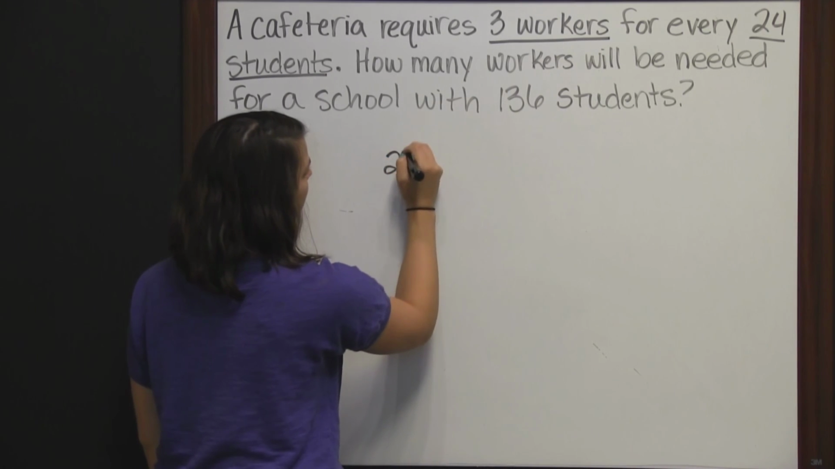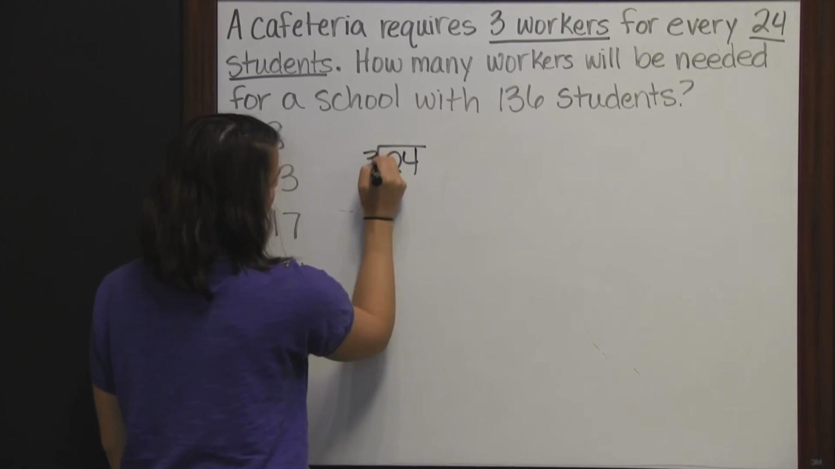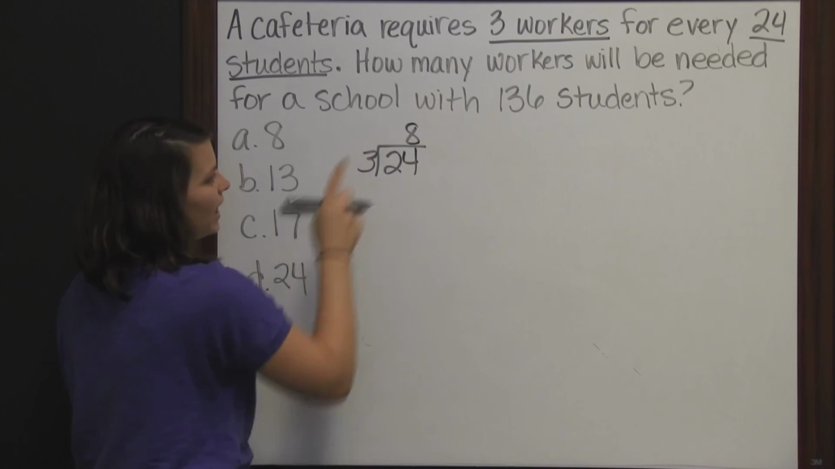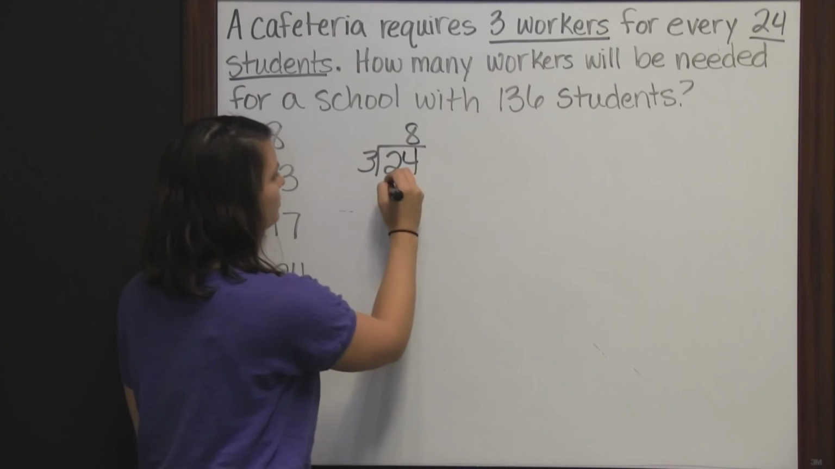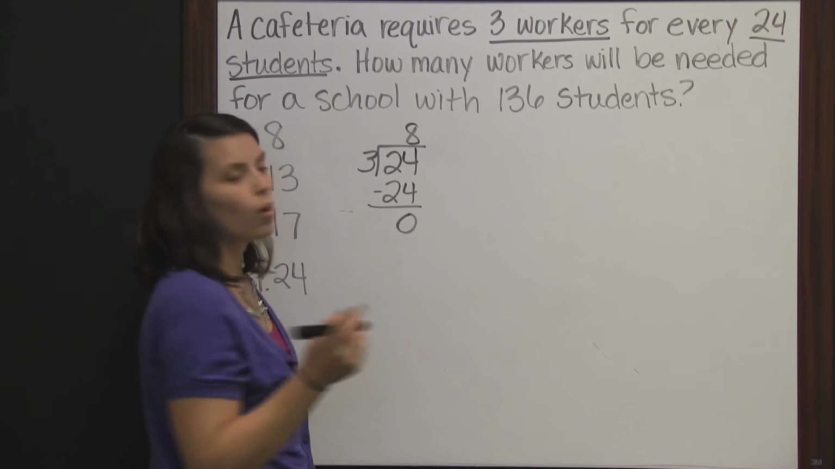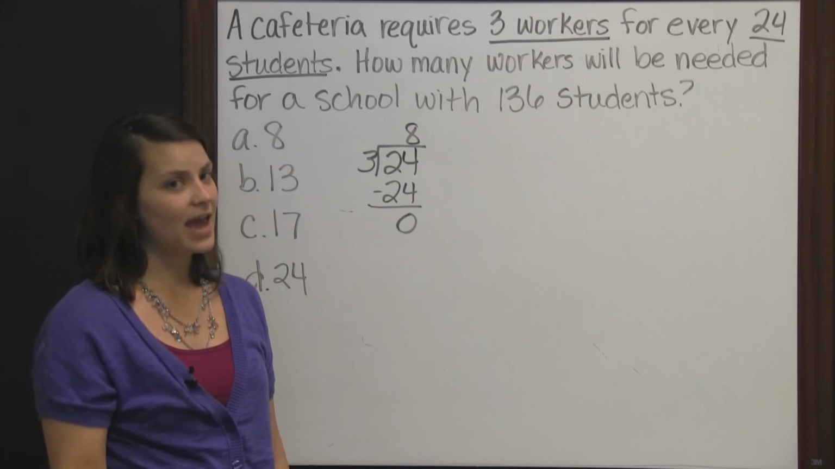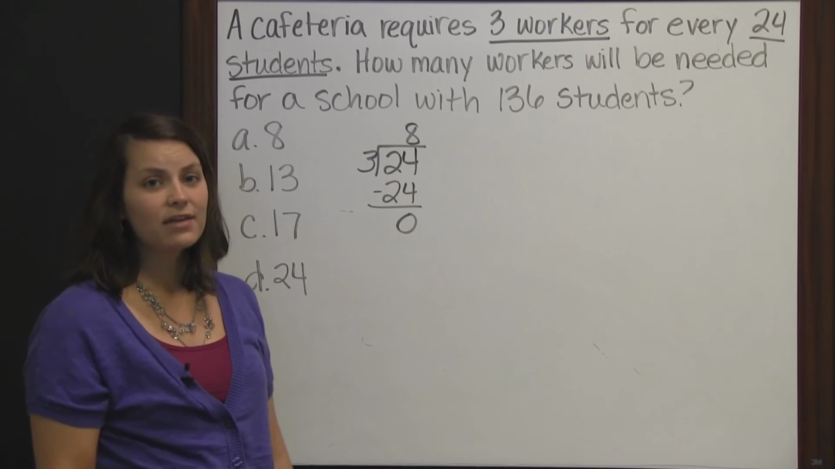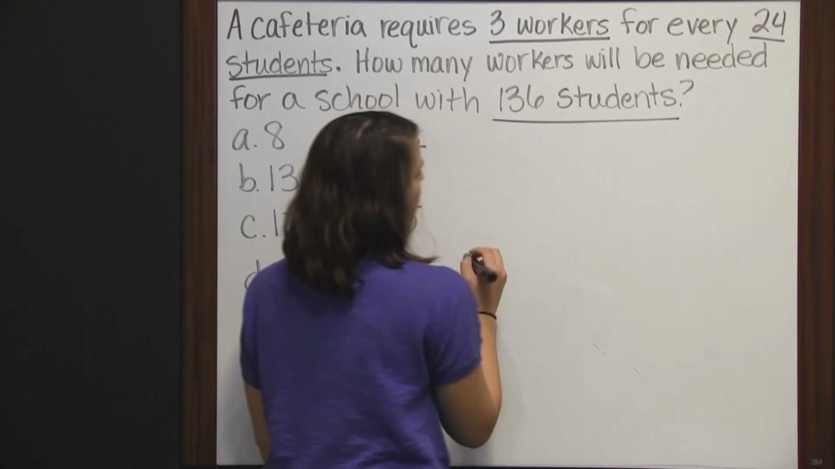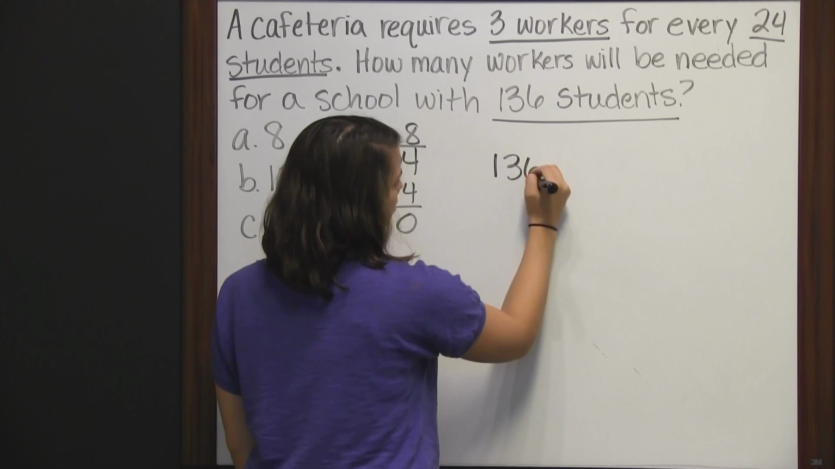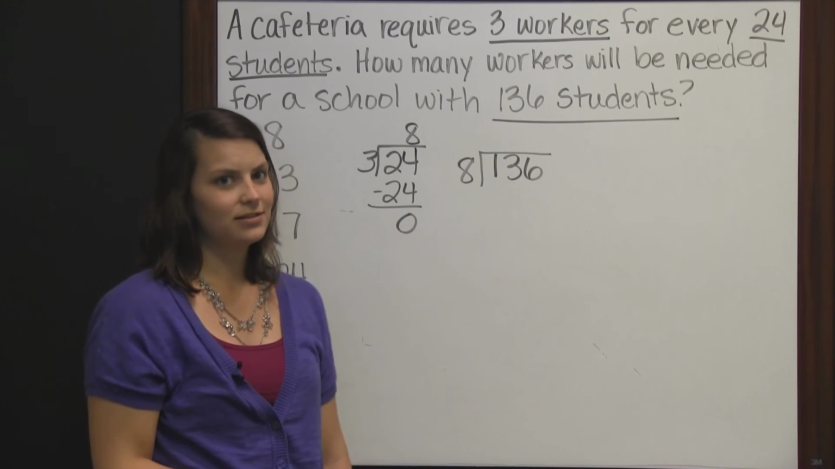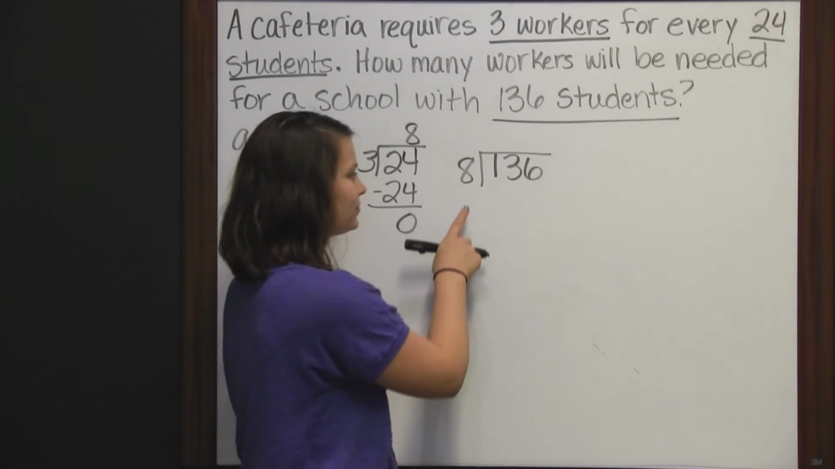So we take 24 and divide it by 3. 3 goes into 24 8 times, because 8 times 3 is 24. So there's no remainder. That means there's 1 worker for every 8 students. With that information, we can figure out how many workers are needed for 136 students. So we take 136 students and divide it by 8 students to figure out how many workers we need.